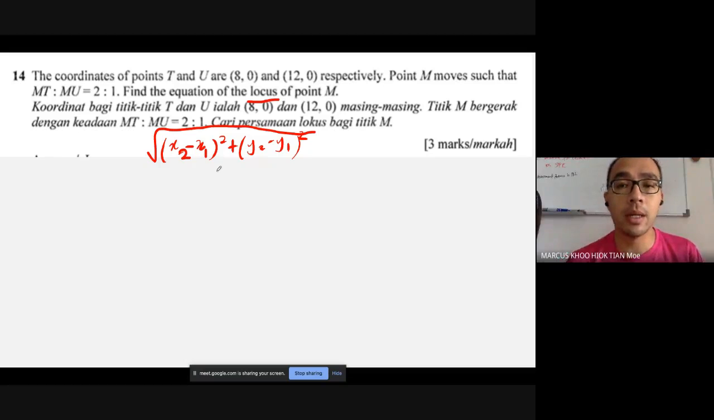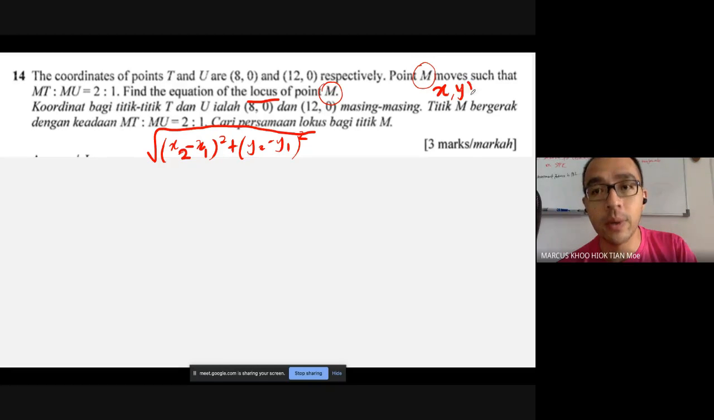Now, you're given 2 points, which are 8, 0 and 12, 0, and you're asked to find the locus of point M. Remember, for locus, there's always one point where they will not give the coordinate. So we have to assume that the coordinate is x and y. We always assume that. The coordinates that they give, you usually substitute here, but the main one, this x and y, has no numbers. And they give you MT to MU is 2 to 1.